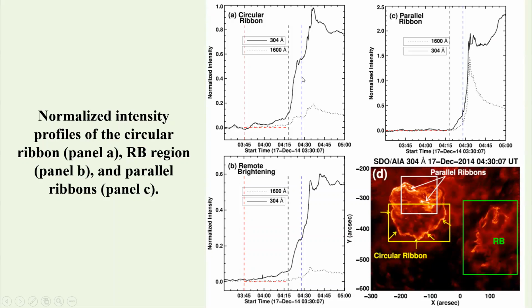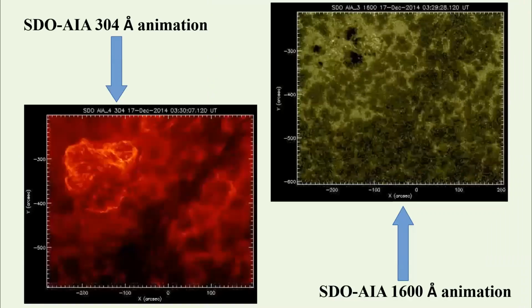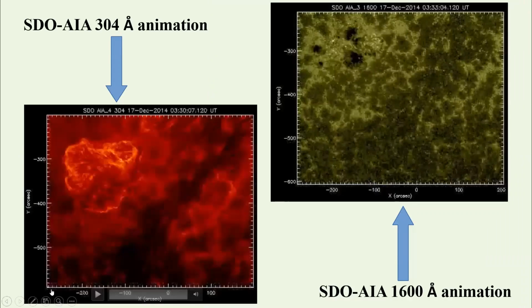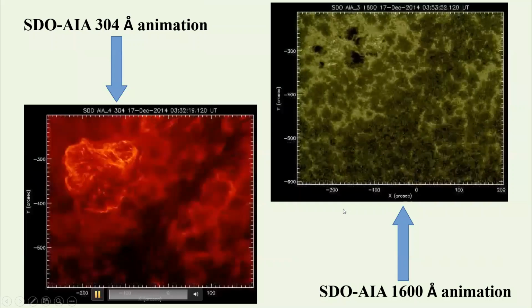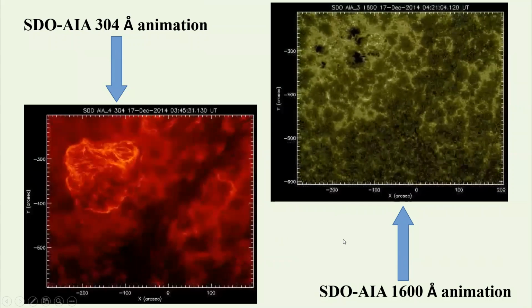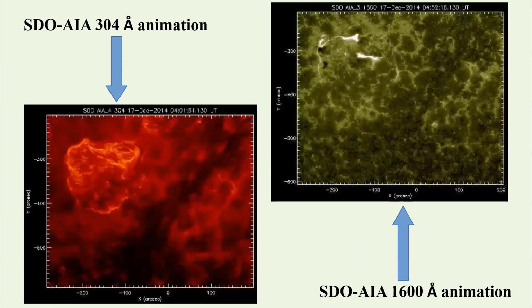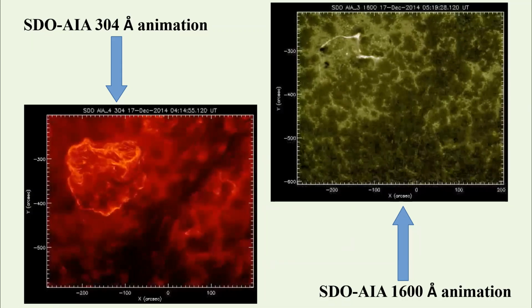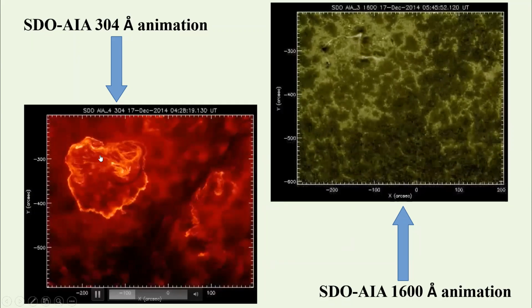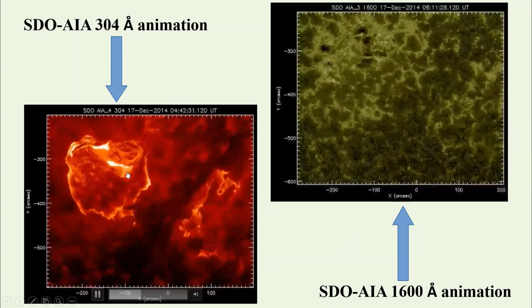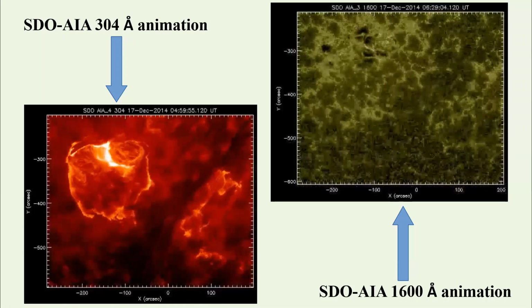So the circular ribbon and the remote brightening ribbons form first, and the parallel ribbon, which is the innermost part, starts to form later on according to our intensity profile. So here we have a movie. I can show you the movie, where you can compare how the different kinds of ribbons form. Clearly we can see the formation of the circular ribbon pattern first, and then the parallel ribbons form later on in these stages.